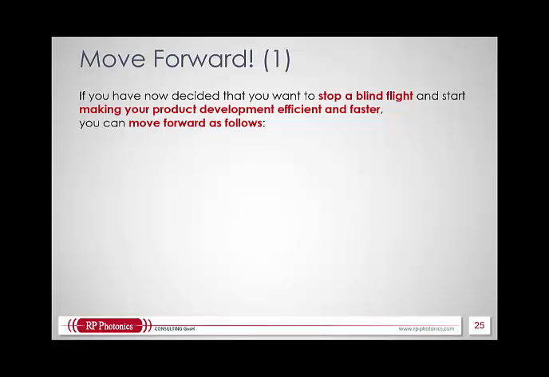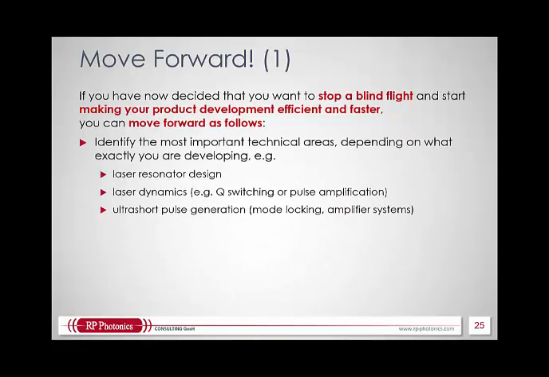If you have now decided that you want to stop a blind flight in laser development and start making your development efficient and faster, you can move forward as follows. First, you could identify the most important technical areas depending on what exactly you are developing. For example, it could be laser resonator design, it could be laser dynamics, for example in the context of Q switching or pulse amplification, or it might be ultra-short pulse generation in the context of mode-locked lasers, ultra-fast amplifier systems and the like.